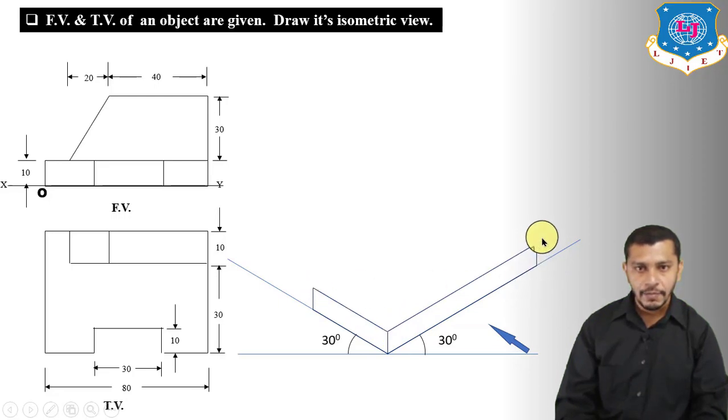Now draw a line parallel to this line from this point. Draw a line parallel to this line from this point. We will get the cuboid for the bottom plate. This will give a bottom plate.